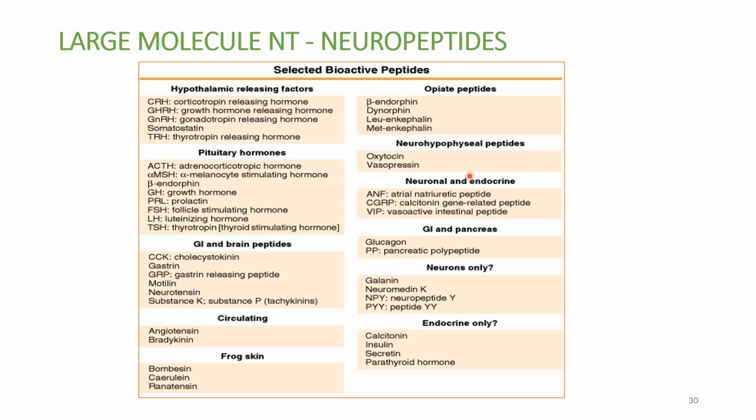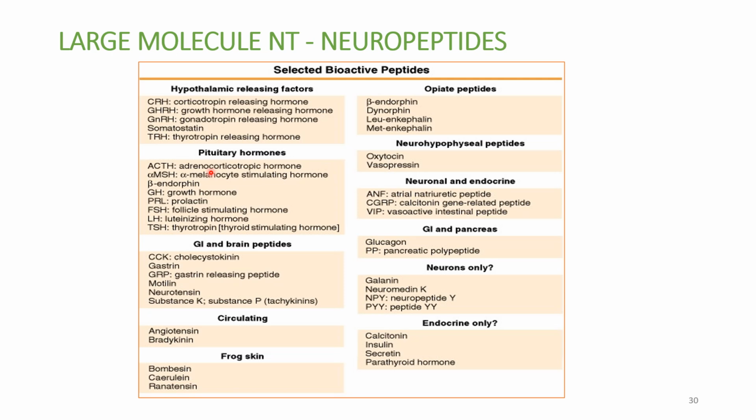And neurohypophyseal peptides like oxytocin and vasopressin, which are released from the posterior pituitary. And neuronal and endocrinal peptides, that is ANF, atrial natriuretic peptide, calcitonin gene related peptide, vasoactive intestinal peptide, glucagon, pancreatic polypeptide, neuropeptide Y, peptide YY, calcitonin, insulin, secretin, parathyroid hormone. All these are large molecule neurotransmitters.